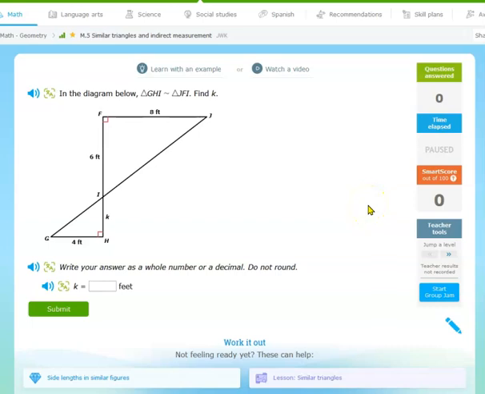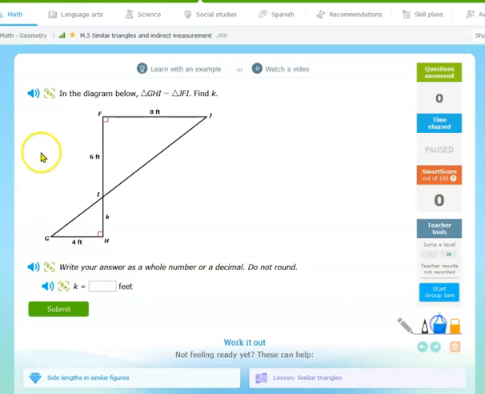All right, guys, this video is going to be all about similar triangles and indirect measurement. Let's take a look at this problem. It says in the diagram below, triangle GHI is similar to triangle JFI. Find K. All right, so they're asking us to find K, which is right here.